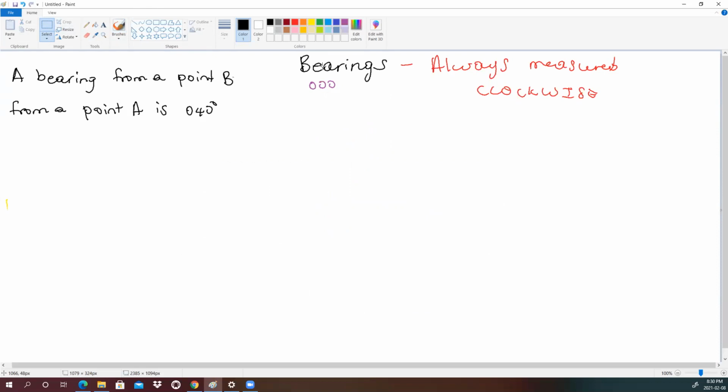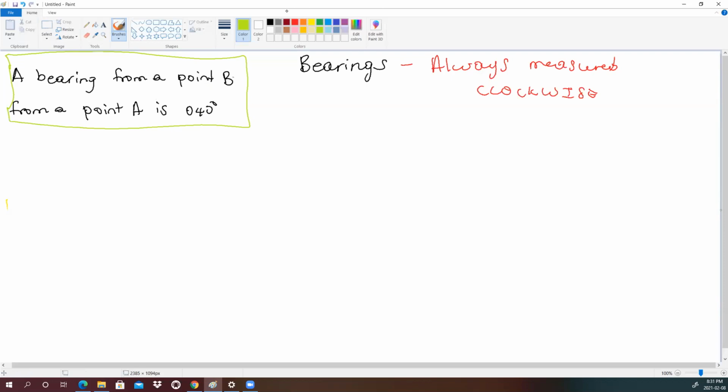All right, now I'm going to demonstrate what I was saying to you earlier by using this question over here. Let me just highlight it for you. This is the question we're talking about. It says the bearing of a point B from point A is 040 degrees, and you can notice it is written with 3 digits, 0, 4, 0.